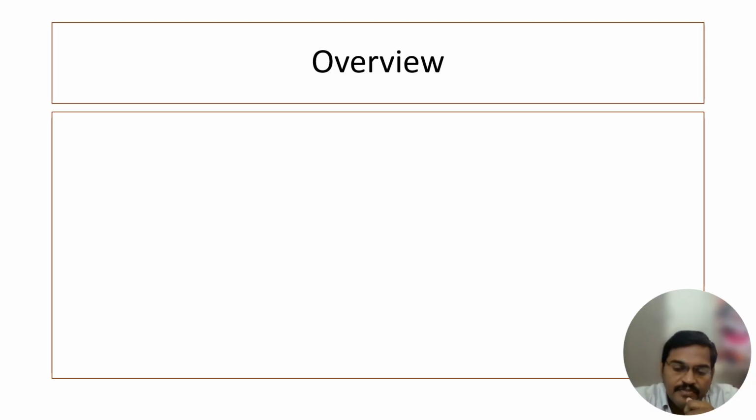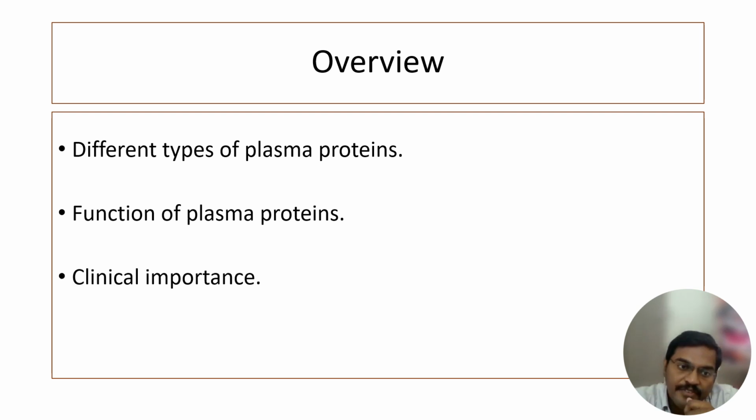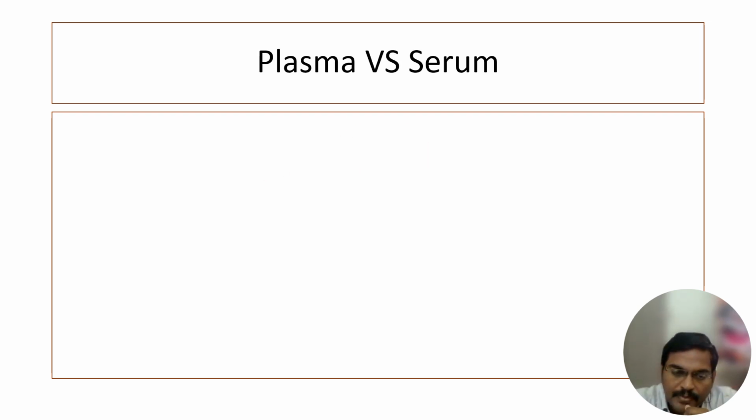In today's class, we are going to learn what are the different types of protein present in the blood, what is the function of each of these proteins, and what is the clinical significance related to each of these proteins. Before going to today's topic, first we will see what is the difference between plasma and serum. Then we will learn what are the proteins present in the plasma.